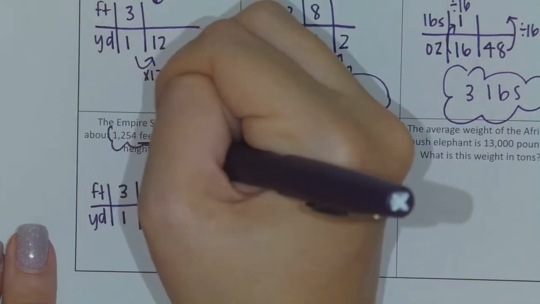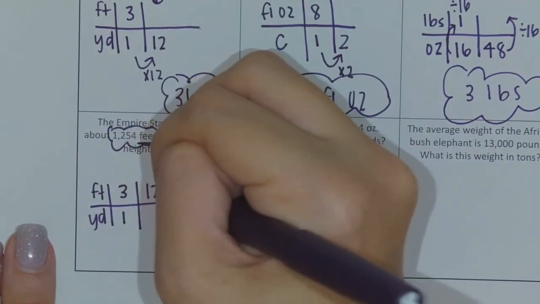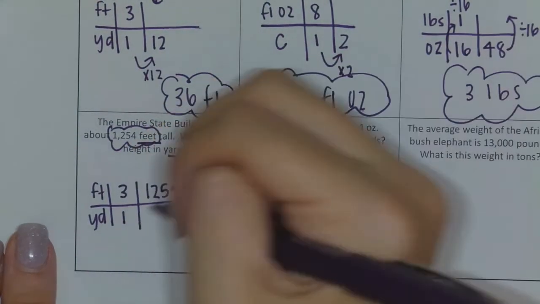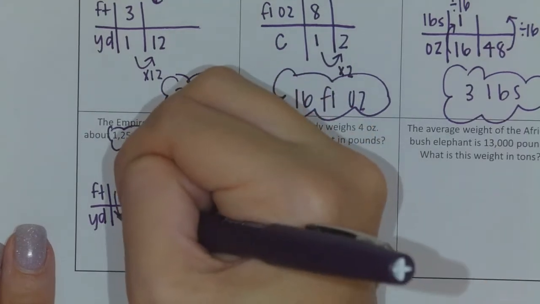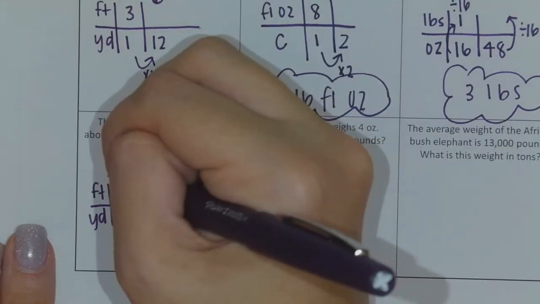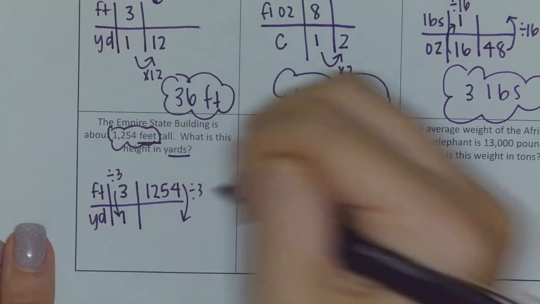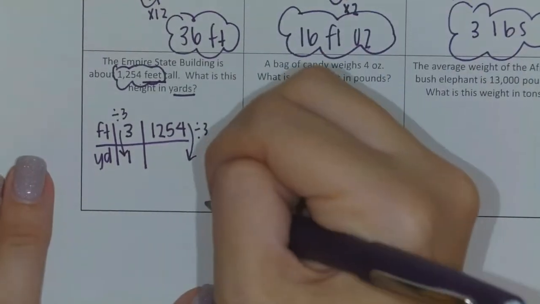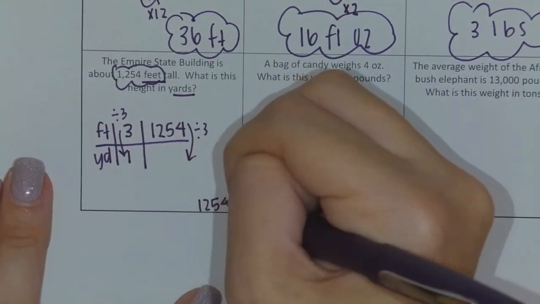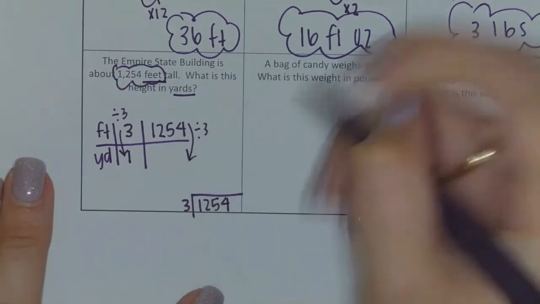What I know from my problem is I'm dealing with 1,254 feet. So my scale factor I see this time is to go within. So 3 divided by 3 is going to give me 1. So what I do on the left, I have to do on the right. I'm going to come down here and solve this because I don't know this off the top of my head, which is okay. So here we go.